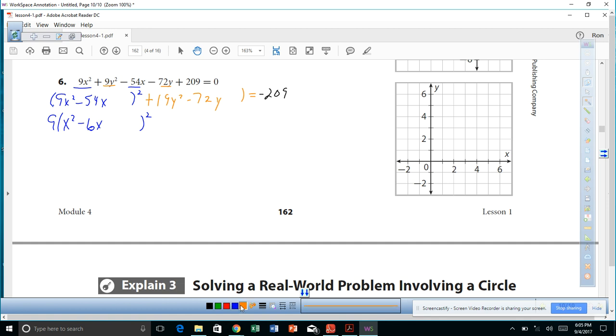And then I'm going to do the same thing over here. Divide that 9 out. And that's going to give me y squared minus 8y. And that's going to equal -209. And then plus, and then I got this 9 here, 9 times whatever that is, and then plus 9 times whatever that is.